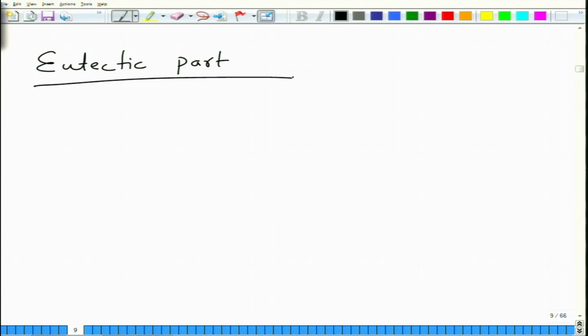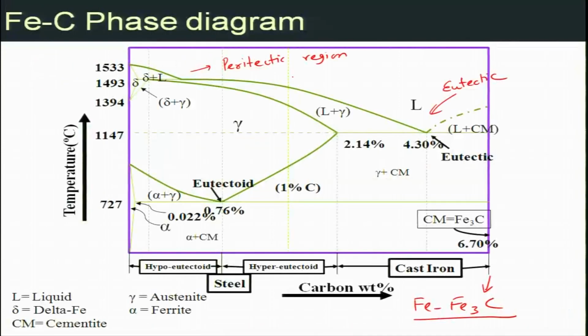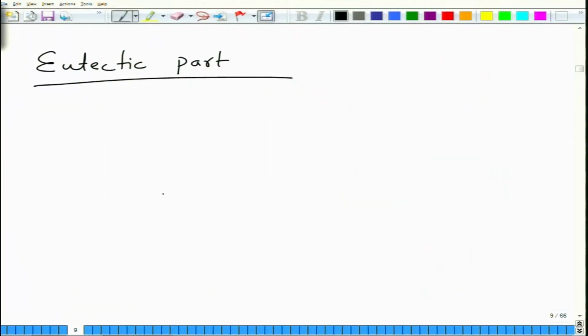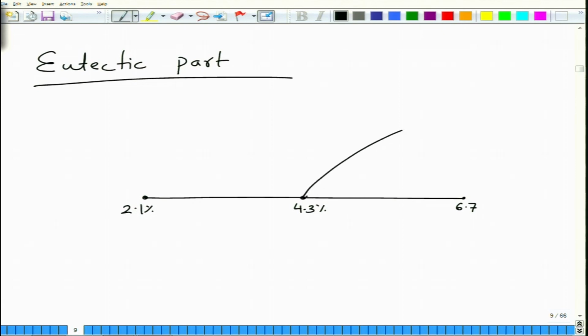In the eutectic part, you can see that we have liquid transforming into a mixture of gamma phase plus cementite at a composition of 4.3% and at a temperature of 1147 degrees centigrade. So, if I draw this eutectic region, this is the composition 4.3%, this is 6.7, and somewhere here you have 2.1%.